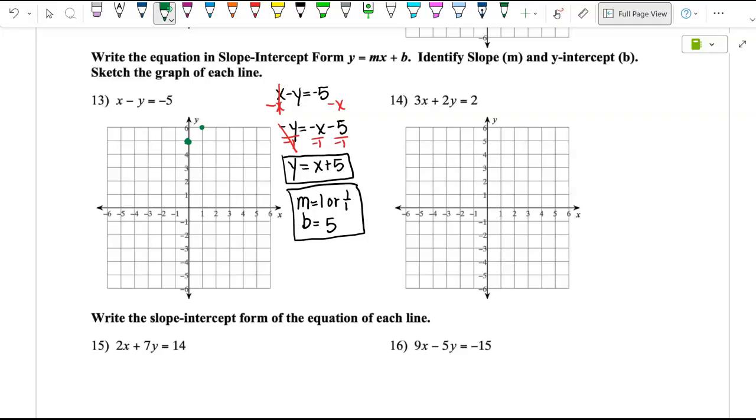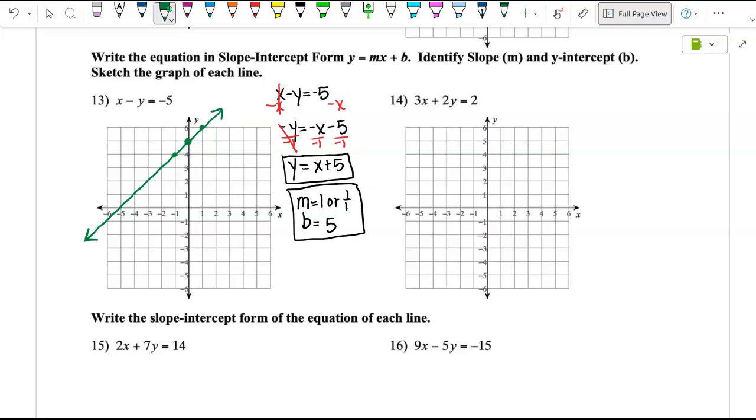Since I can't go up and over again, I can go back to my y-intercept and go down and to the left. It keeps that same line. And then again, use my straight edge to connect them, making sure my line is going all the way through, and I have arrows at both ends of my line.